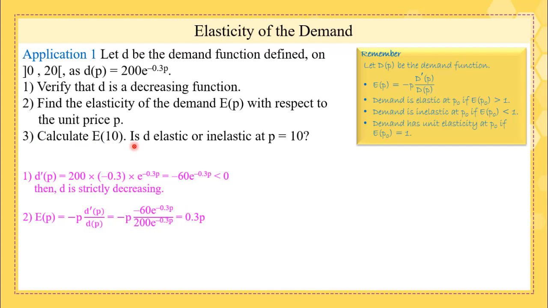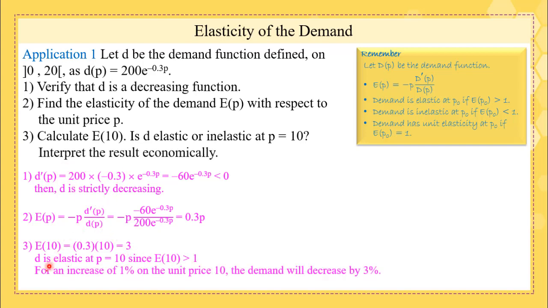Calculate E of 10. Is D elastic or inelastic at P equal 10? Interpret the result economically. E of 10 equals 0.3 times 10^3, which is equal to 3. Thus, the demand D is elastic since E of 10 equals 3, which is greater than 1. The economic interpretation is, for an increase of 1% on the unit price 10, the demand will decrease by 3%.